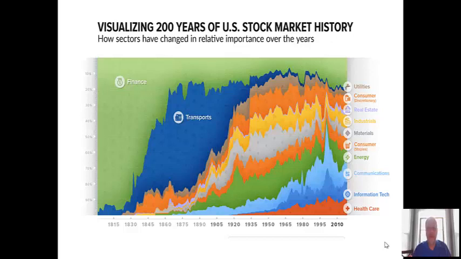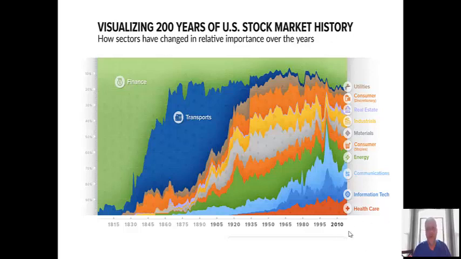If we go back into distant history, early 1800s, we find that when the first people who started the New York Stock Exchange met under a buttonwood tree, the dominant sector was finance. By the mid-1800s, that had been supplanted by the railroad industry and transports, and then gradually with the Industrial Revolution, you had a movement into a variety of different sectors.